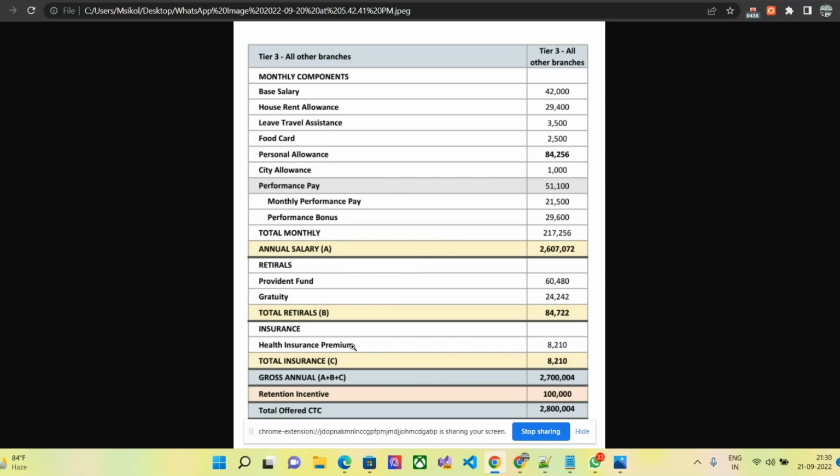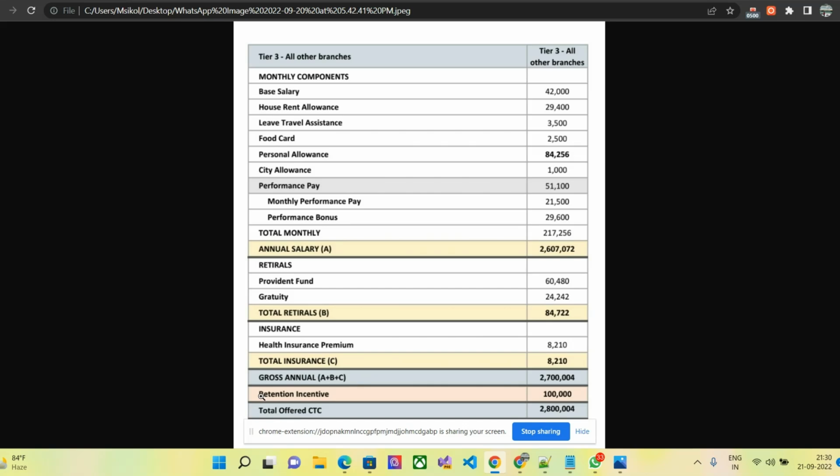Now the health insurance premium, which is one of the great things about TCS, they have a good health insurance scheme. They are deducting only 8,200 rupees for this. Possibly they will give around 16 to 20 lakhs floating coverage for the employee and the employee's dependents. That is a great benefit that TCS gives for this small amount of money.